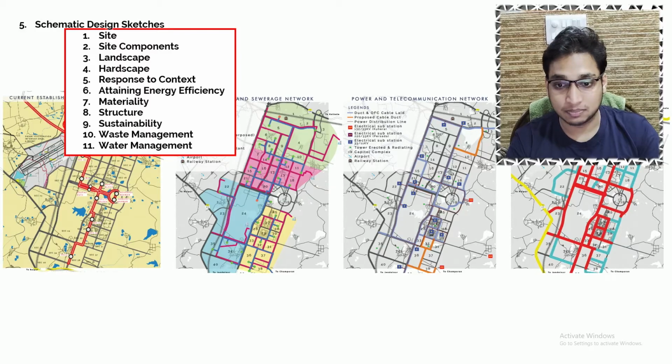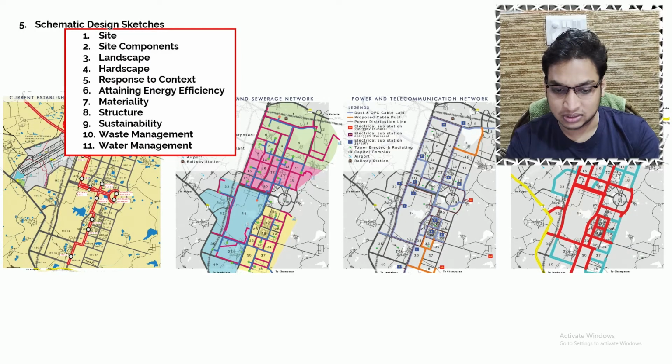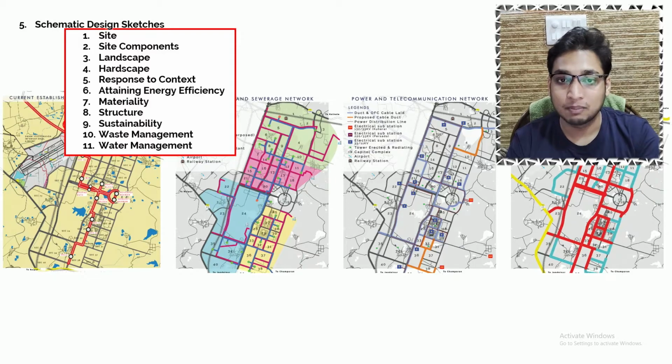In an architecture project, we really need schematic sketches for services. For example, if it is a water supply or a waste management sketch, then we have to make that particular sketch. But for an urban level project, this kind of sketches might be more helpful.